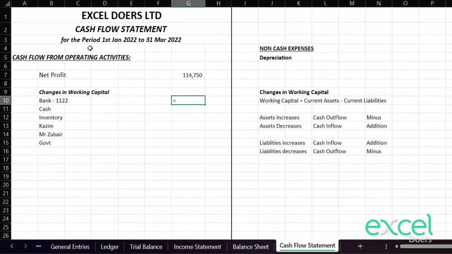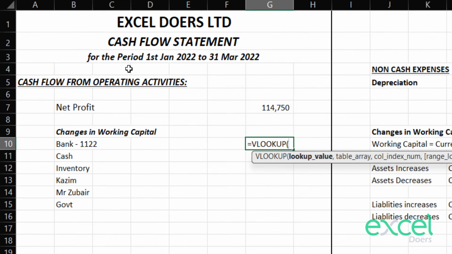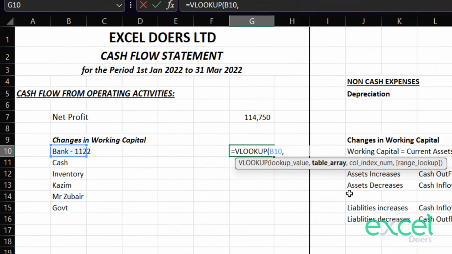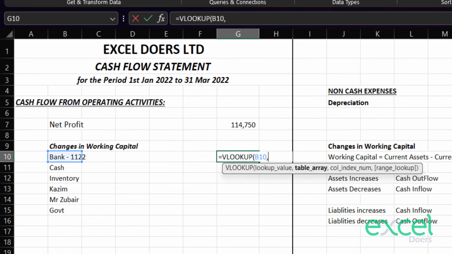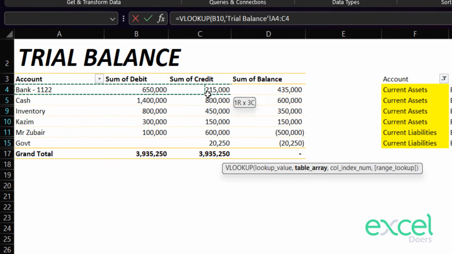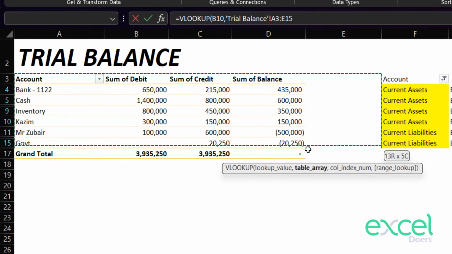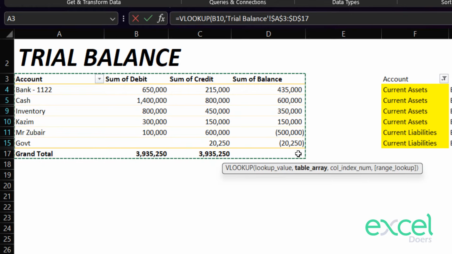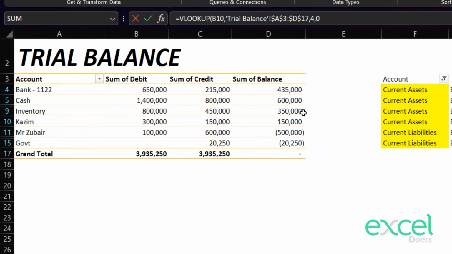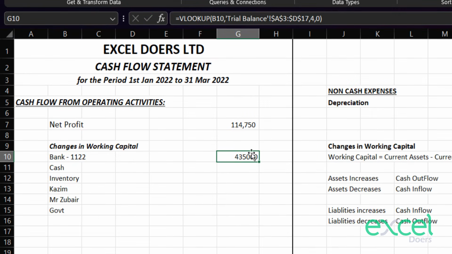Now if I go and apply a lookup, right, and take this value, comma, I will go on the table array. The table array will be this one, right? Or I can take the full table. I will freeze this value by pressing F4, comma, the column is 1, 2, 3 and 4, comma and 0, and enter. So this is the value I have come up with.